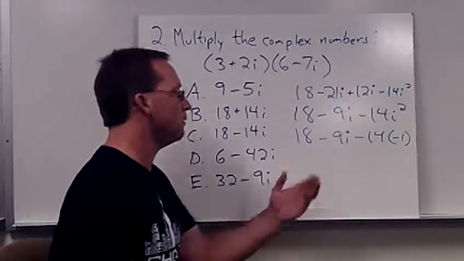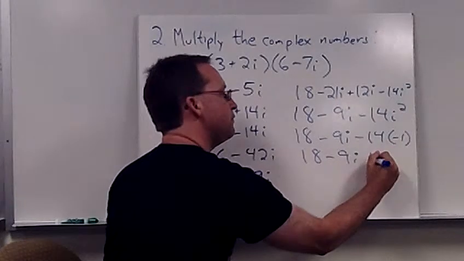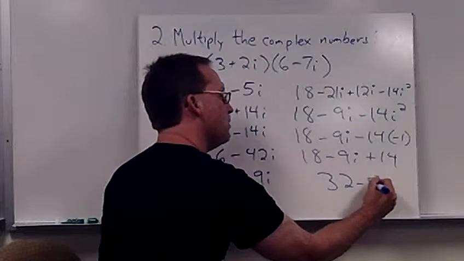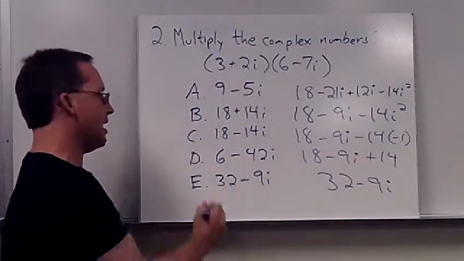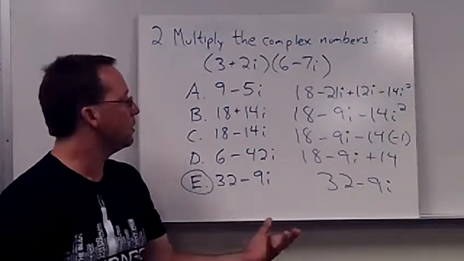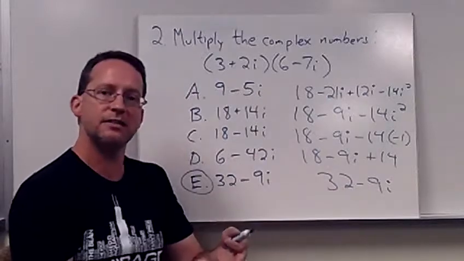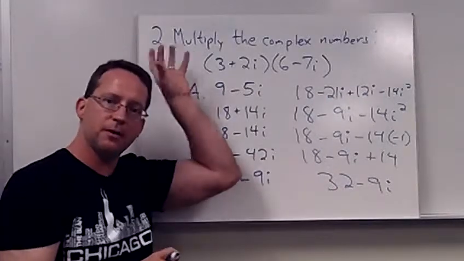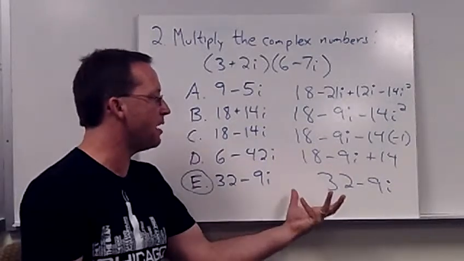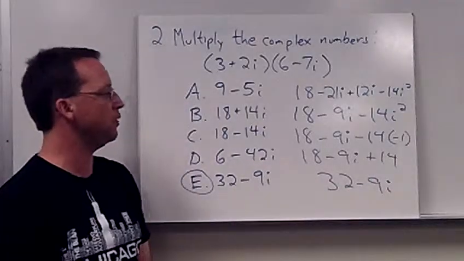All right, that gives us a plus 14 on the end, which we can then add those two together. We get 32 minus 9i, which is answer choice E. Okay, so again, multiplying with FOIL, remembering that i squared is negative 1, and like the little thought bubble up here last time to help you remember that. And then combining finally into an a plus bi, that complex number form that you're going to see.